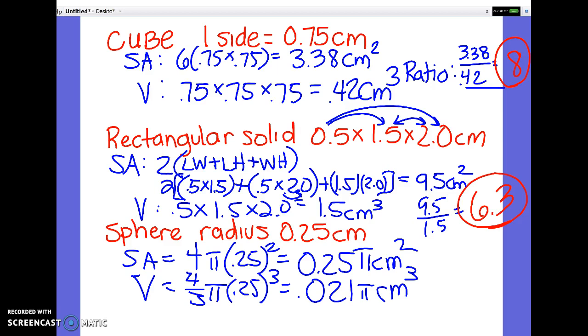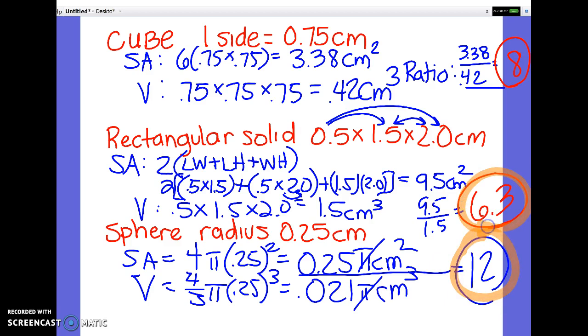Yeah, you can round it. It doesn't matter to me where you round. Remember, on the AP Bio exam, they're going to tell you to round to the nearest whatever, so you do not have to worry about sig figs or try to guess where they want you to round. When you divide these out, the pi's will cancel, and your ratio will end up being 12. Always, I want surface area on the top and volume on the bottom every time.